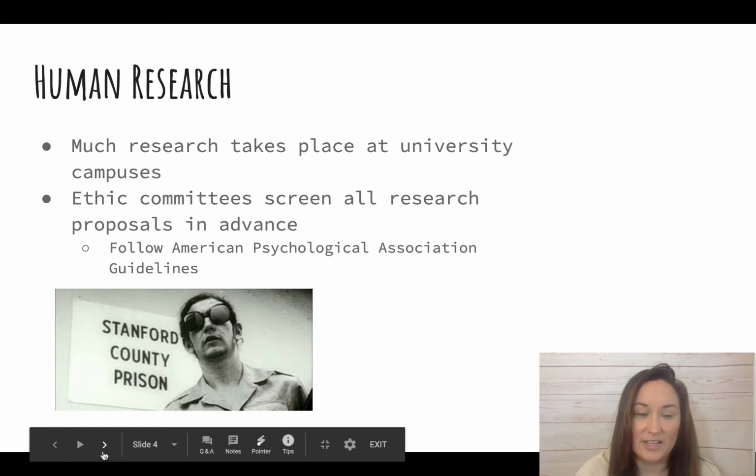It's pretty slim. So we're going to talk about human research first. So much of this research actually takes place on college campuses and universities throughout the United States, and really around the world. But most psychological research actually takes place in the United States. It also can happen at hospitals or other health institutions. The National Institute for Mental Health is like the third largest group for research.